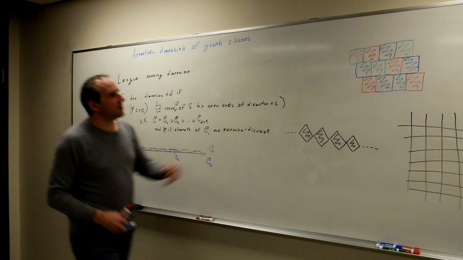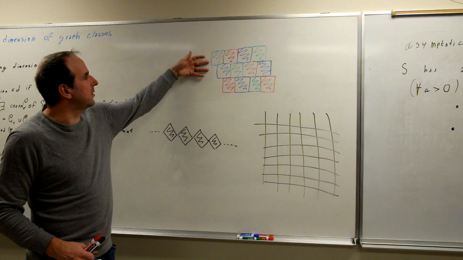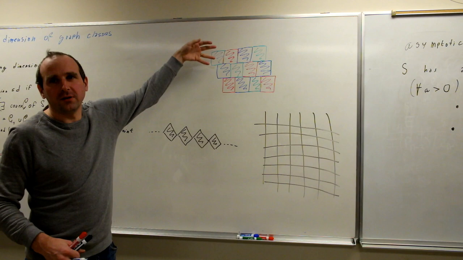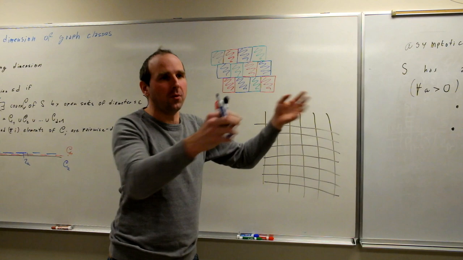Similarly for the plane, I can increase the size of the squares a little bit so that they overlap. They will now capture all the balls of radius A.